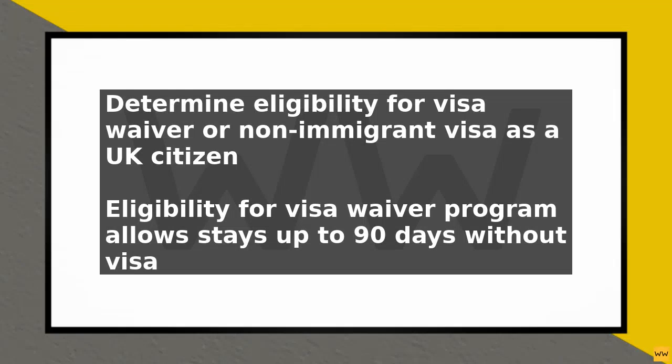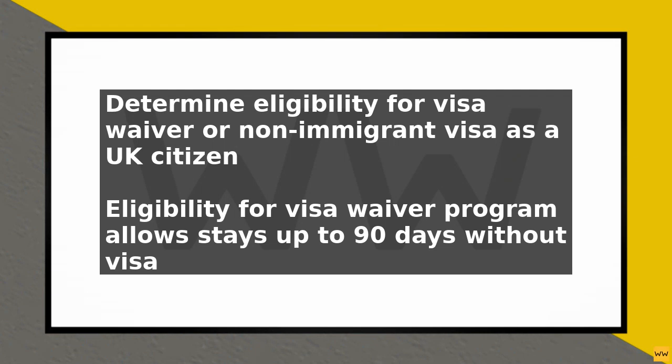Applying for an America tourist visa from the UK can be a straightforward process if you follow the correct steps. To begin, you need to determine if you are eligible for a visa waiver or if you require a non-immigrant visa. As a UK citizen, you are eligible for the Visa Waiver Program, which allows you to stay in the US for up to 90 days without a visa.